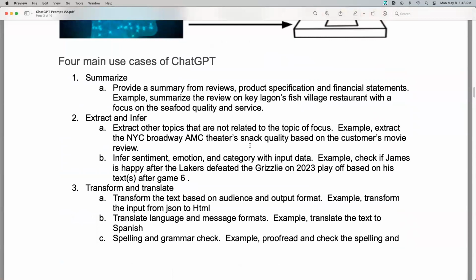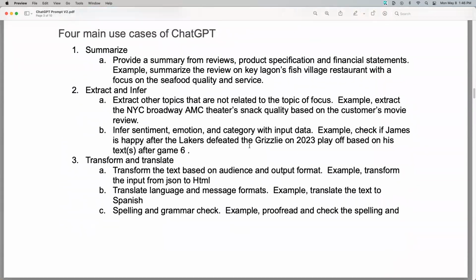What is ChatGPT mainly used for? There are four major use cases for ChatGPT. You can summarize this in four major use cases. Obviously, there are many other use cases as well, but four main ones. The first one is summarize. So ChatGPT can provide you a summary from reviews, product specifications, financial statements. For example, you can ask ChatGPT to summarize the reviews on Key Lagos Fish Village restaurant with a focus on the seafood quality and service.